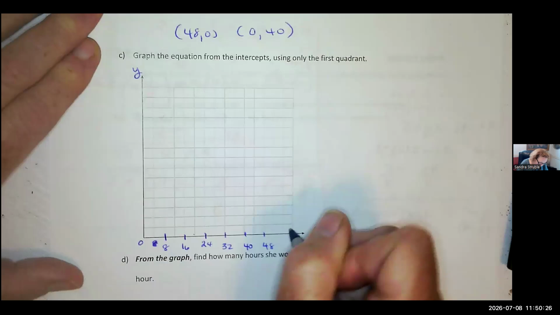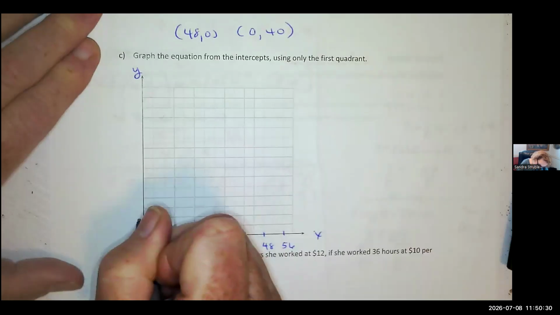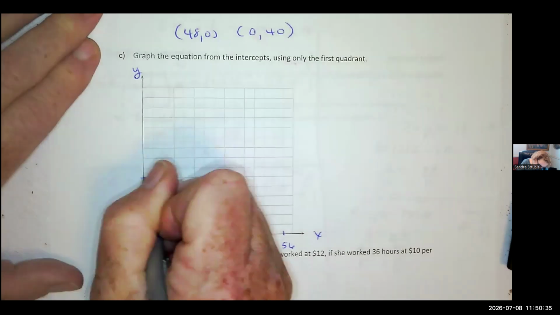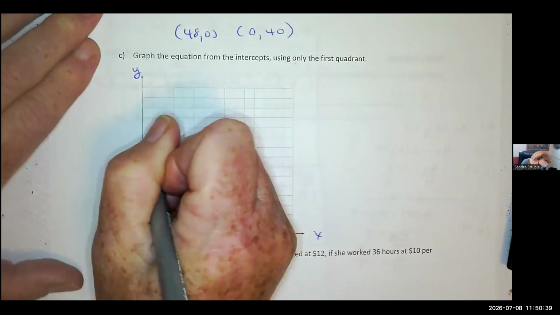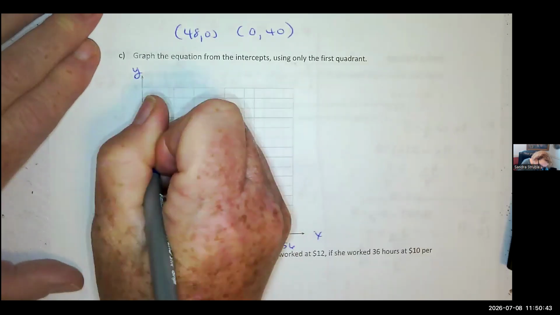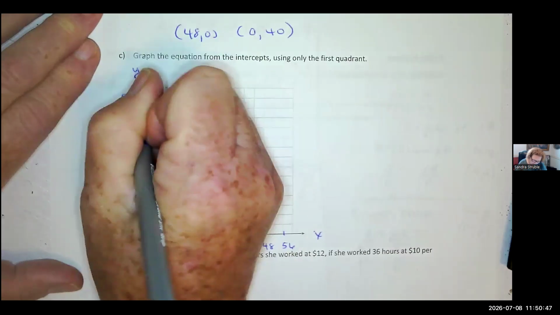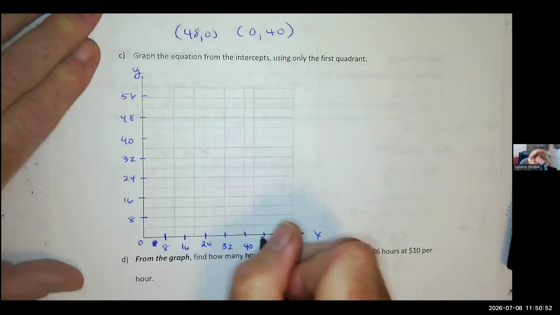And do the same thing over here. We're going to go by 2s. So there's 8, 16, 24, 32, 40, 48, and 56. All right. Now our intercepts are going to be 48, 0. Here's that one. And 0, 40 right there.